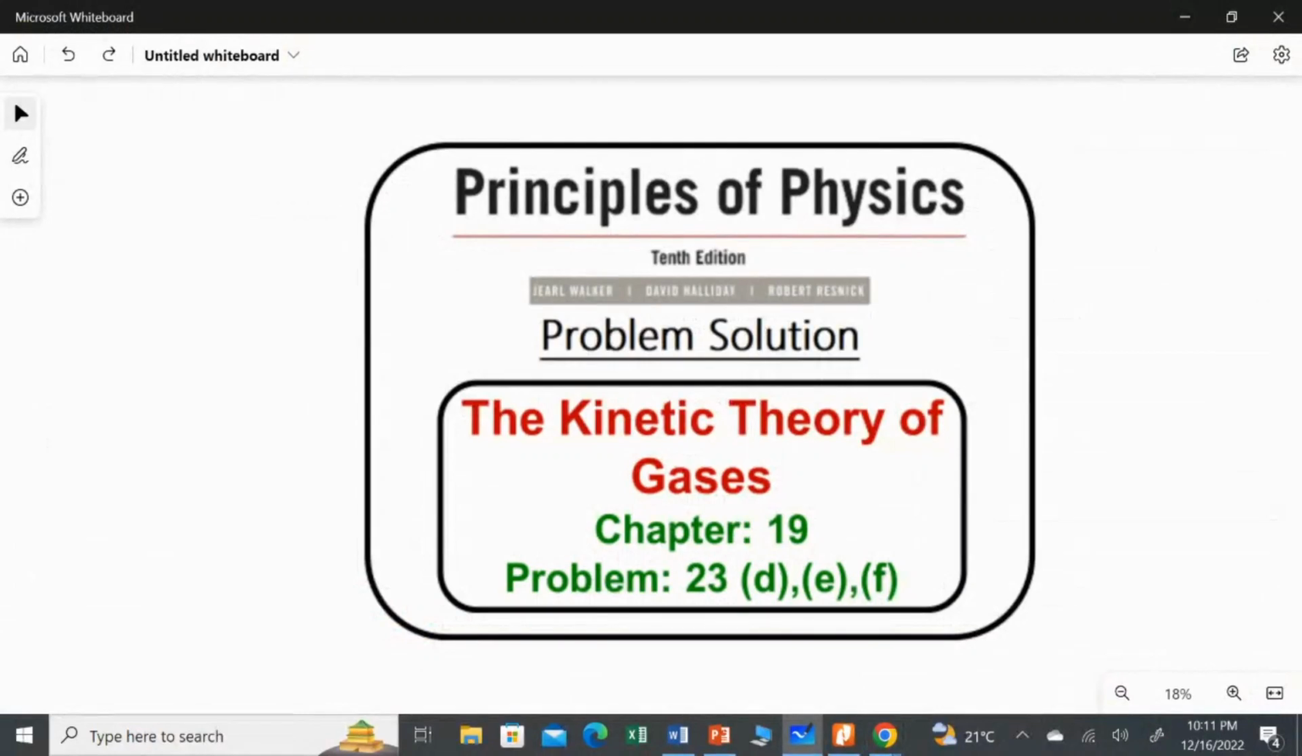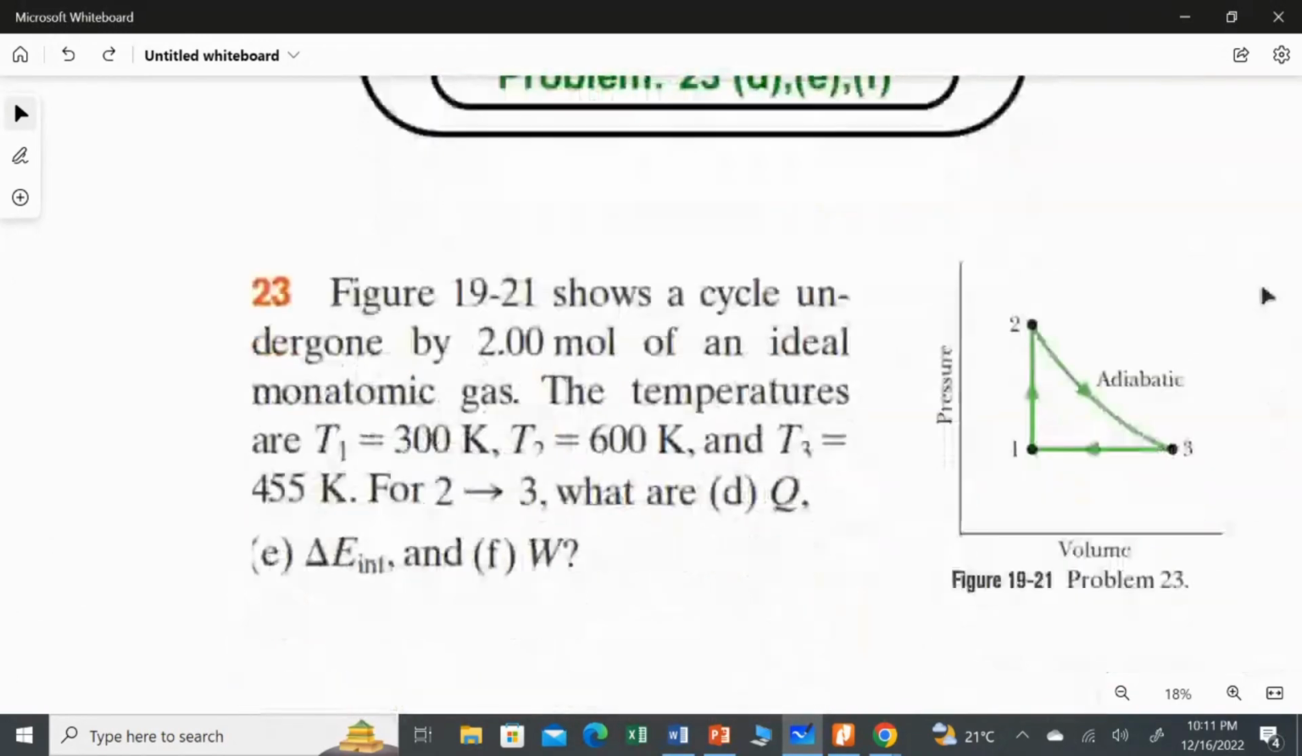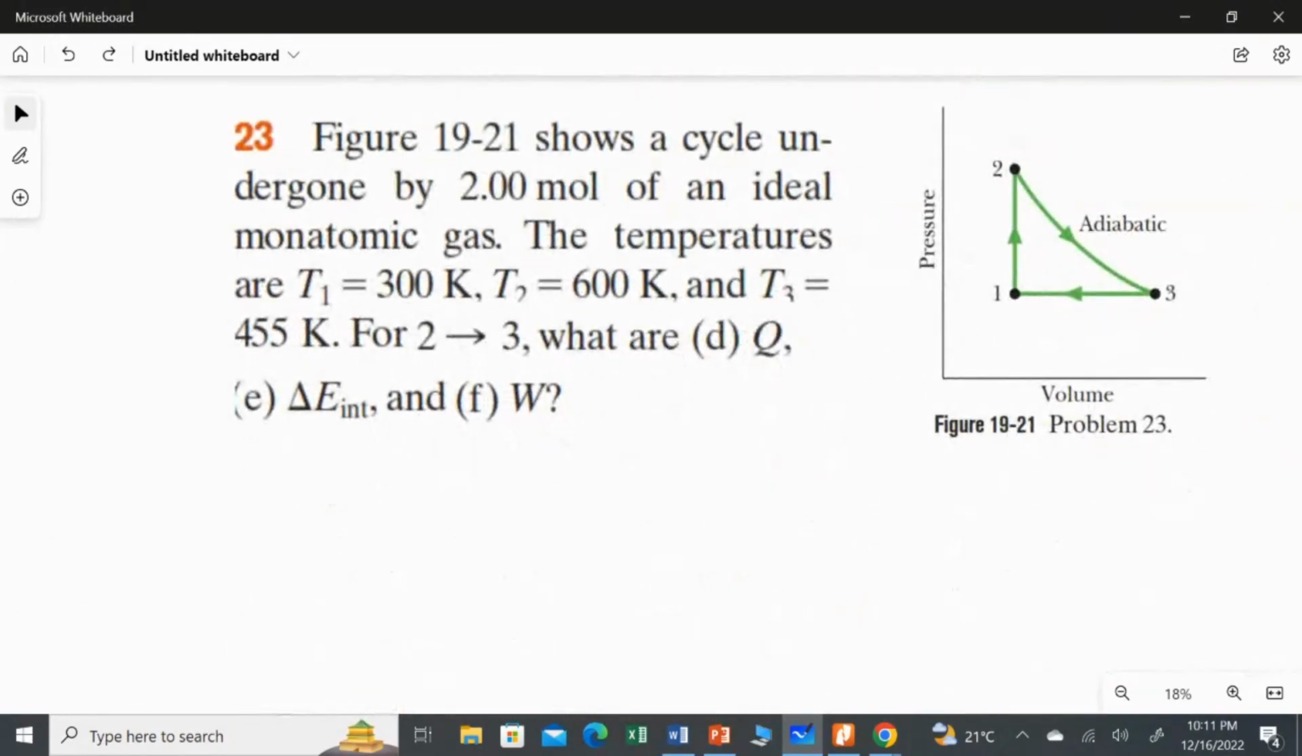In this video, I am going to solve the problem 23rd from chapter 19. So here I am going to solve the part D, E and F. Figure shows a cycle undergone by 2 mole of an ideal monoatomic gas. The temperatures are T1 equal to 300 Kelvin and T2 equal to 600 Kelvin and T3 equal to 455 Kelvin.